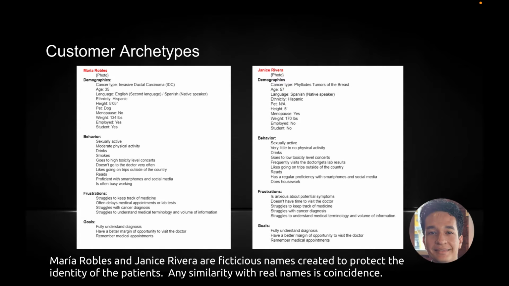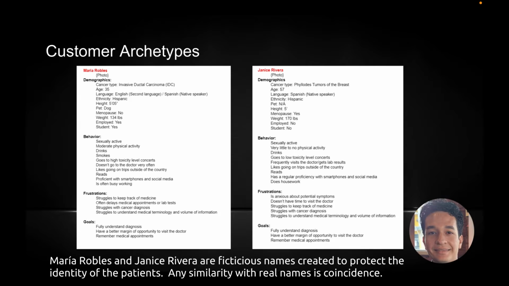Maria Robles is a 35-year-old woman with a case of invasive ductal carcinoma. She weighs 134 pounds, is a full-time student, and has a part-time job. She engages in moderate physical activity and owns a dog, but doesn't go often to the doctor. She smokes, likes to go to high-energy concerts, and is often busy working.